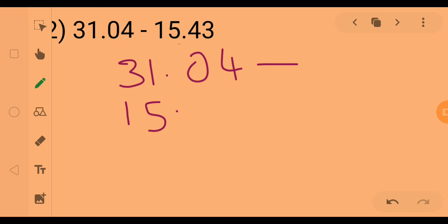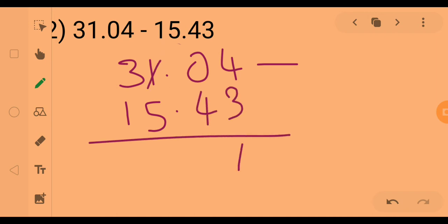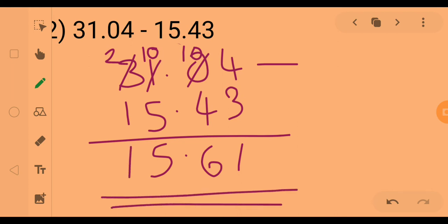31.04 minus 15.43. So we write 31.04 minus 15.43. So 3 from 4 is 1. 4 from 0 we borrow 1 from 1. So this 1 becomes 0. Next place is 10. So 4 from 10 difference is 6, decimal point. Then from this 3, 1 is borrowed. So this 3 becomes 2. Next place 10. So 5 from 10 is 5. Then 1 from 2 is 1. So the difference is 15.61. See next problem.